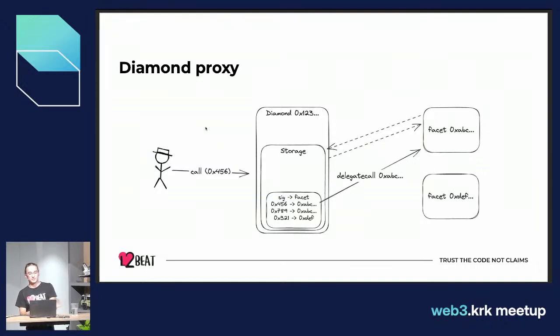So that's kind of how Diamond works. But what I want you to remember is that the Diamond does not store any business logic. The Diamond, so the proxy contract, stores only the mapping for the functions. So all the business logic, all the logic that we as users are interested in, is in the facets.